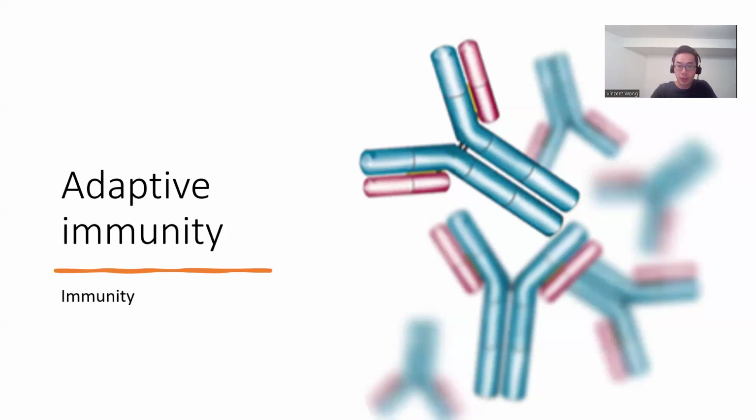There's also phagocytosis, which is basically eating up the bacteria, and that's done by neutrophils as well as macrophages. In addition, we also have something called NK cells, the natural killer cells. These NK cells are there to kill virus-infected cells, as well as tumor cells.